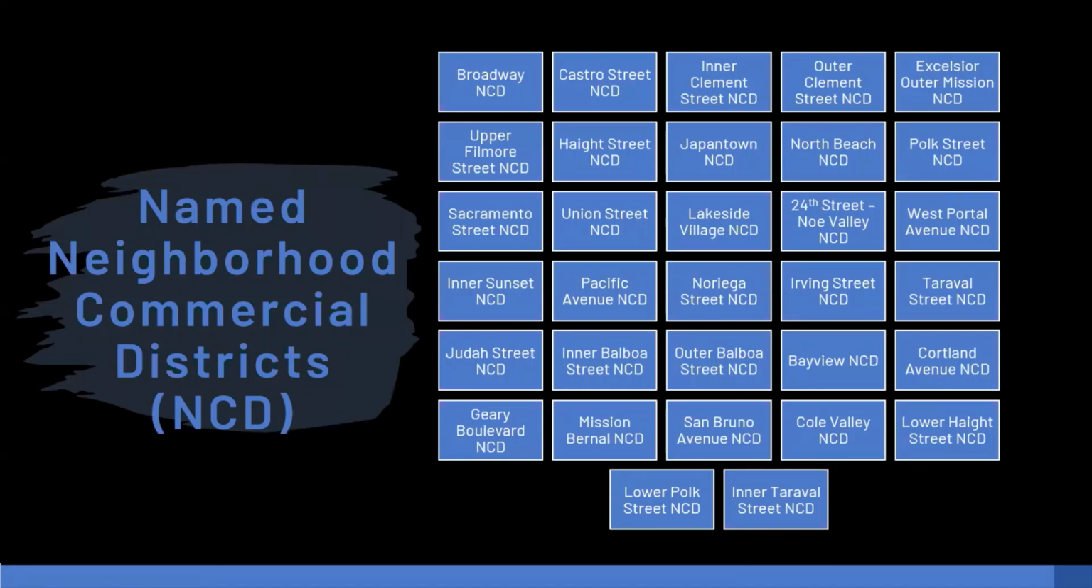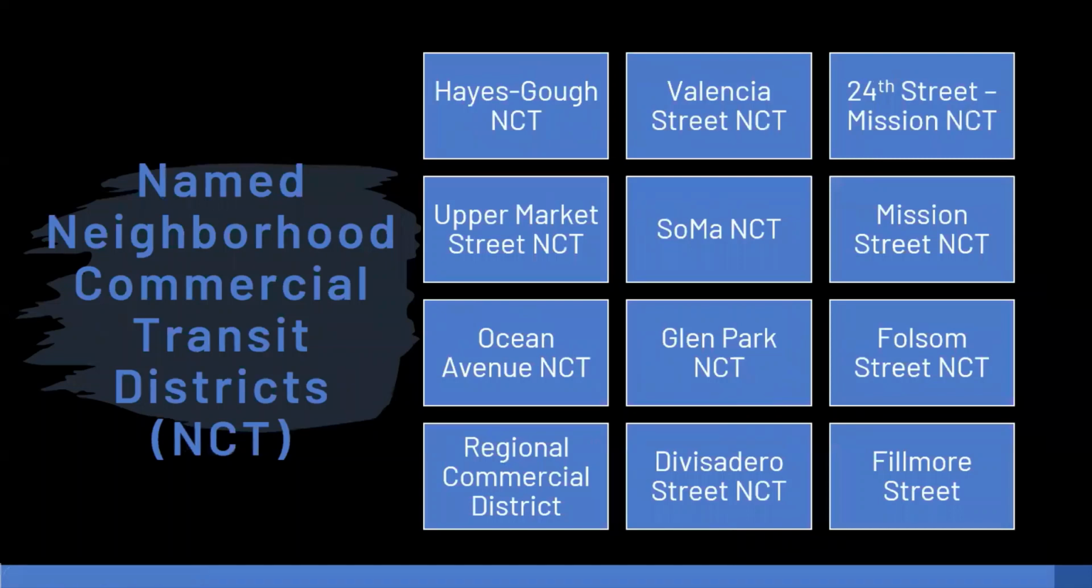Here is a list of the 32 named neighborhood commercial districts. This list is also available on our website under the same section as the map. And here is the list of the 12 named neighborhood commercial transit districts. A list of these districts is also available on our website.